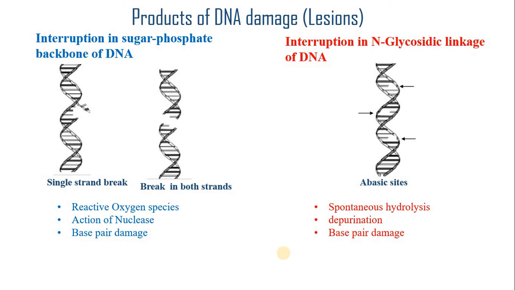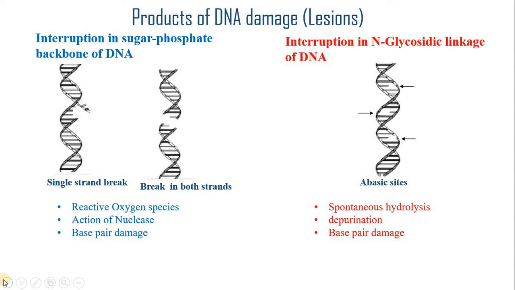Now coming to the breakage in the DNA strand, which is commonly called the lesions or the damages, it can be seen in a single strand or in both the strands. When these breakages are observed, they appear as interruptions in the sugar phosphate backbone of the DNA, and it could be because of reactive oxygen species or the reactions of certain enzymes like nucleases, or there could be some changes in the base pair damages.